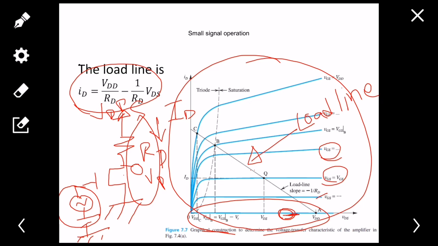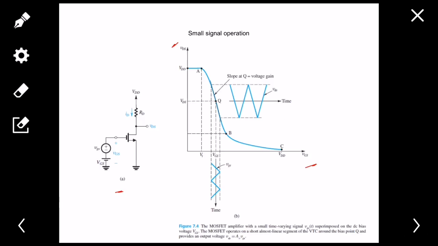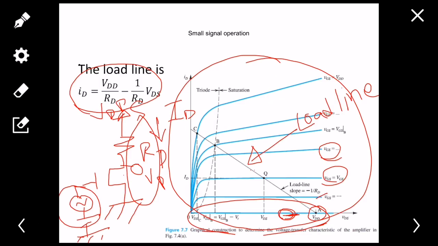And what is the operating point? You just see this one, the load line intersects with this zero current at A, and the value is VDD, right? So before threshold voltage, your MOSFET is turned off, your current is zero, but your drain to source voltage is VDD.